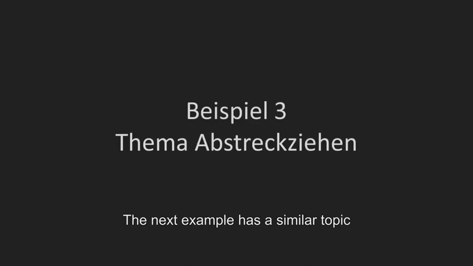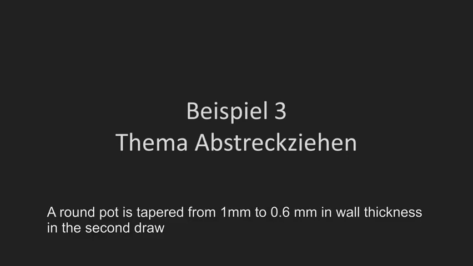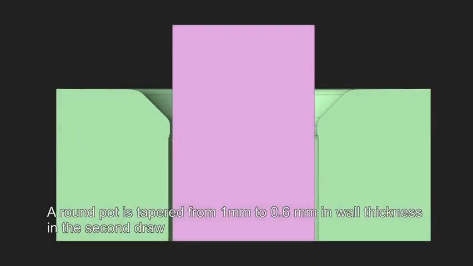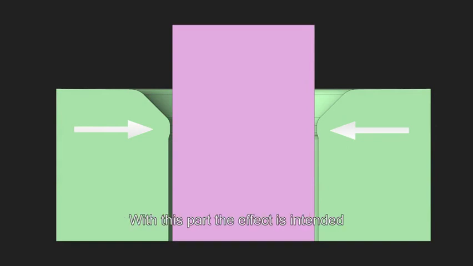The next example has a similar topic. Here it is about ironing. The round pot is tapered from 1 mm to 0.6 mm in wall thickness in the second draw. With this part the effect is intended.